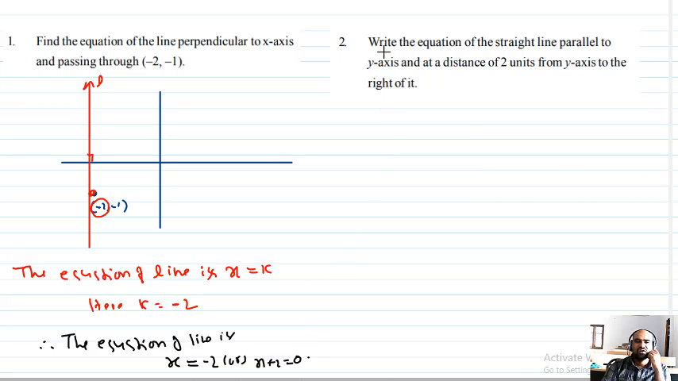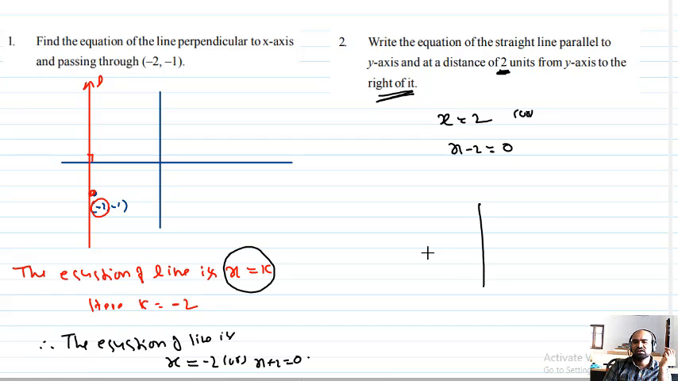Second, write the equation of the straight line parallel to the y-axis, same meaning as perpendicular to the x-axis, at a distance of 2 units from the y-axis and on the right-hand side, positive. So directly I can say x equal to 2 is the straight line, or x minus 2 equal to 0. Every line parallel to the y-axis is of the form x equal to k only, no? So this is the required line, 2 units from the y-axis. So x equal to 2 is the required straight line.